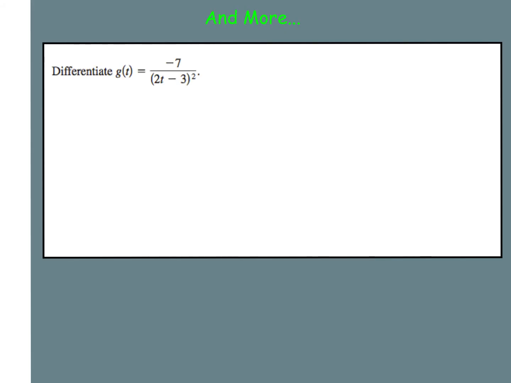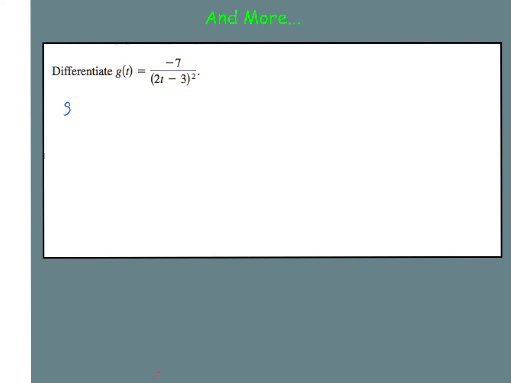So here we go. Now I'm going to differentiate g of t, which is equal to -7 over the quantity 2t minus 3 squared. Now I'm going to go two ways to Tampa on this one. I'm going to show you both. And after I show you both, do I care which way you go? Nope. Not really. I'm going to go one way because it's quicker. But you can do whatever way you want. What rule could we use? We could use the quotient rule. So I'm going to show you the quotient rule, even though that's the long way.